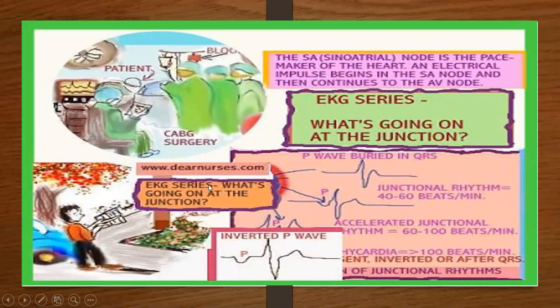So what's going on at the junction? Well, the SA node is the pacemaker of the heart. An electrical impulse begins in the SA node and then continues to the AV node. So if something happens with your SA node, it becomes sick, it fails, then your AV node jumps in and takes over in an effort to save your life, okay? So that's what goes on at the junction.